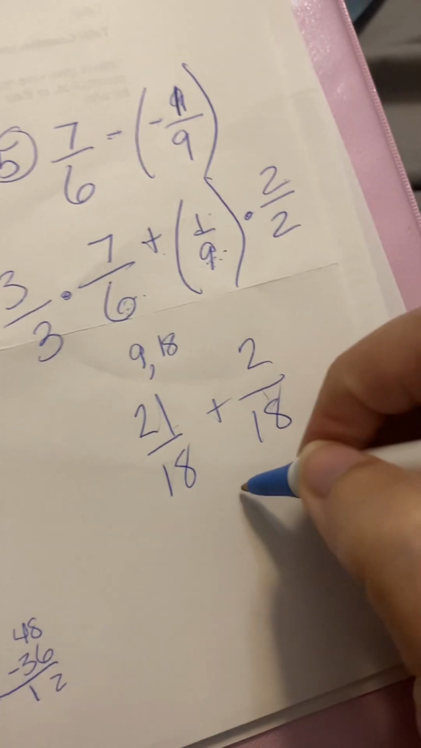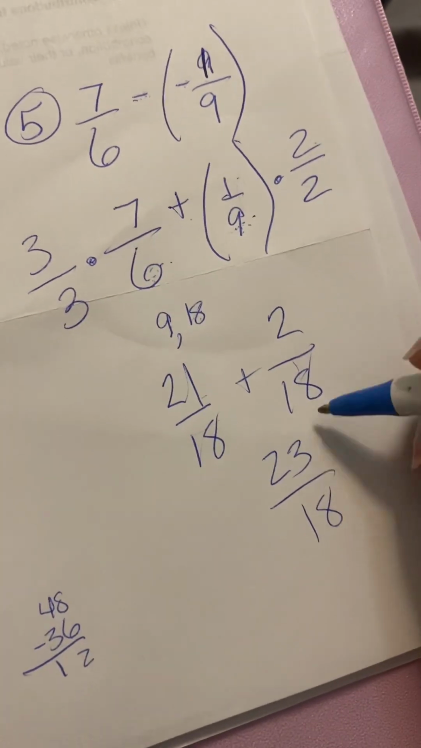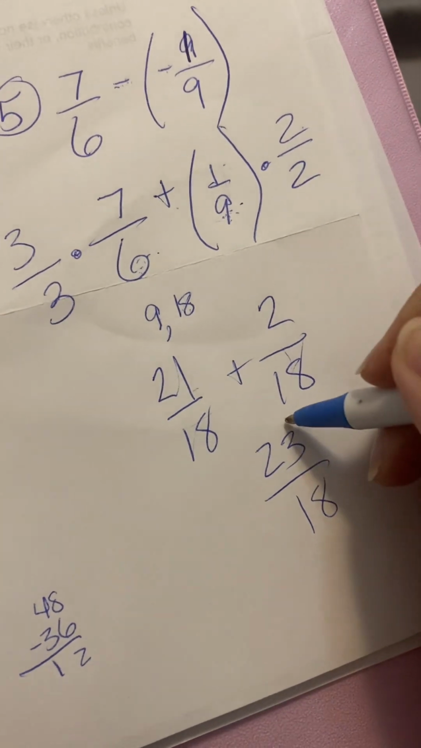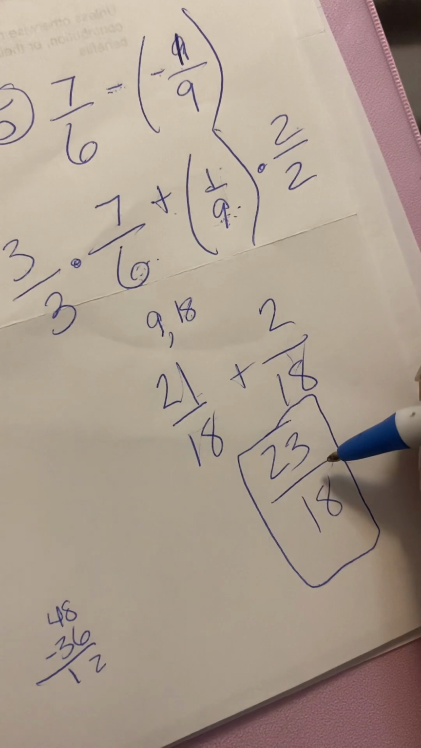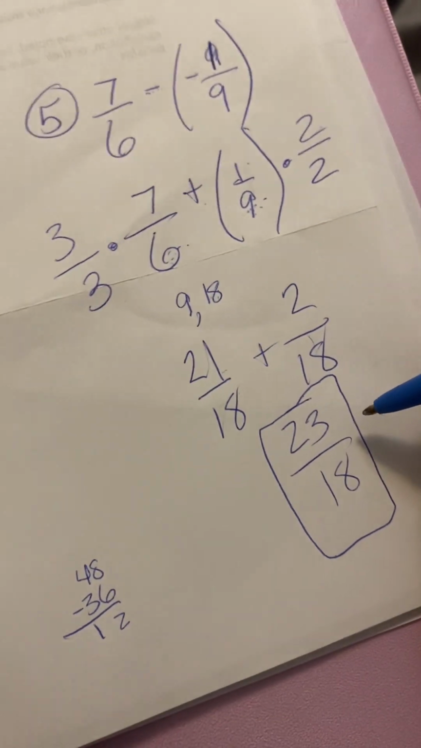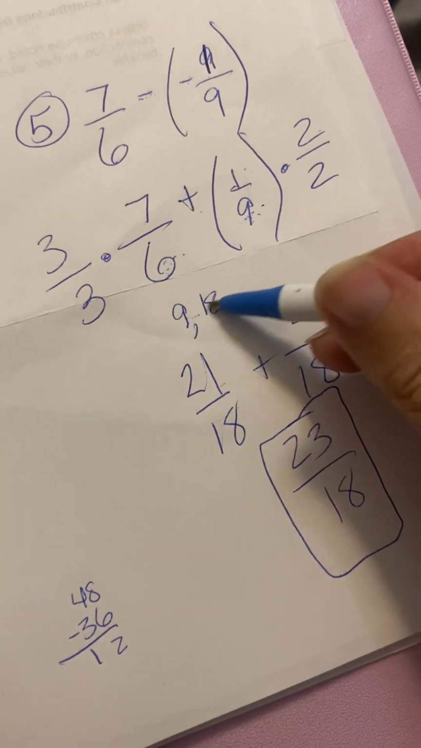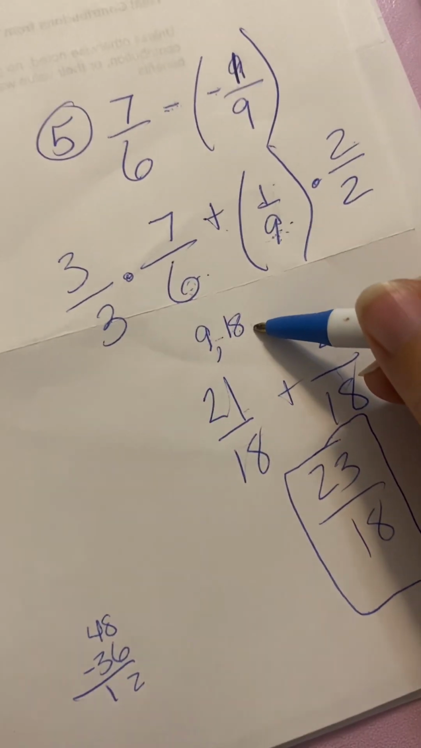21 plus 2 is 23. And I don't have to worry about simplifying this because this is as simplified as it's going to get. 23 is actually a prime number, so it can't be simplified any further. But that's because I came up with the lowest common denominator in this process.